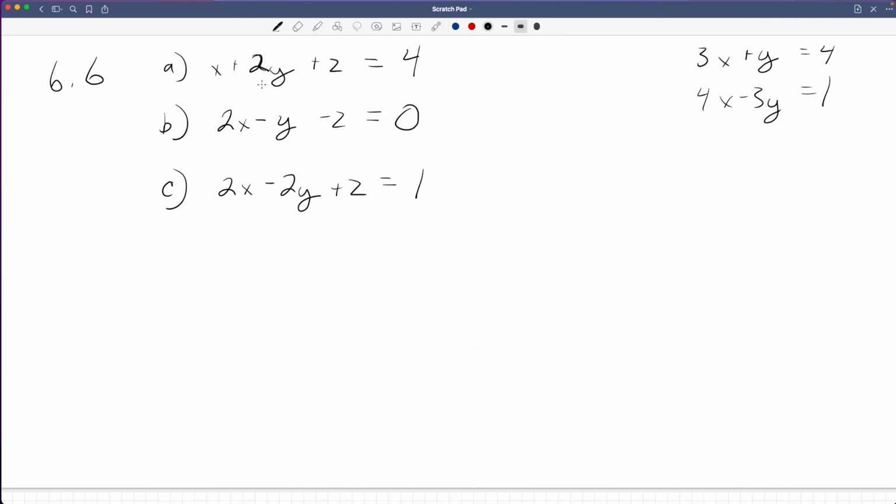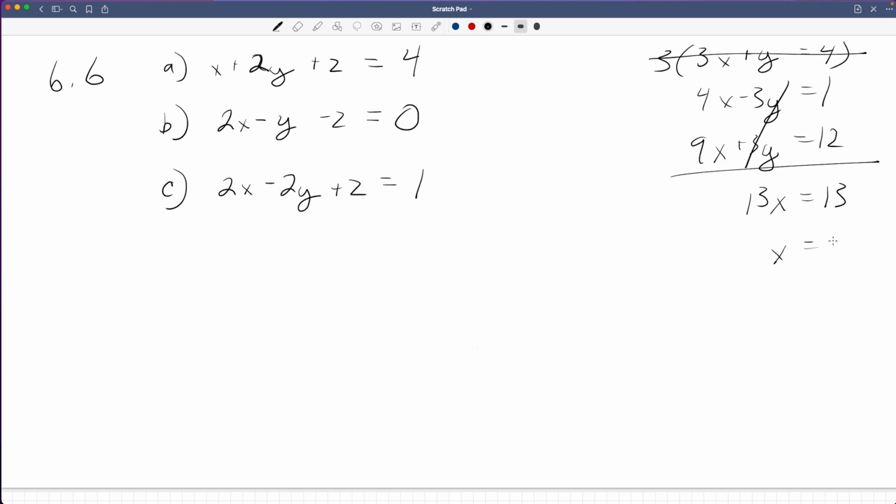So let's try multiplying here by 3. So that would be times 3. That'd be 9x plus 3y is equal to 12. So then now these would eliminate. I have 13x is equal to 13. So x is equal to 1. So there's my x.